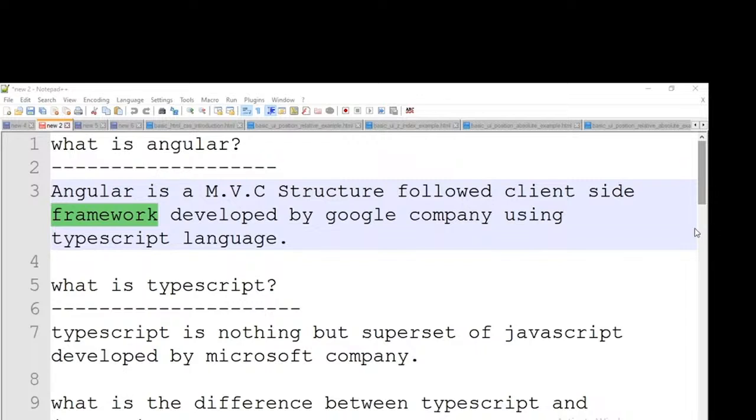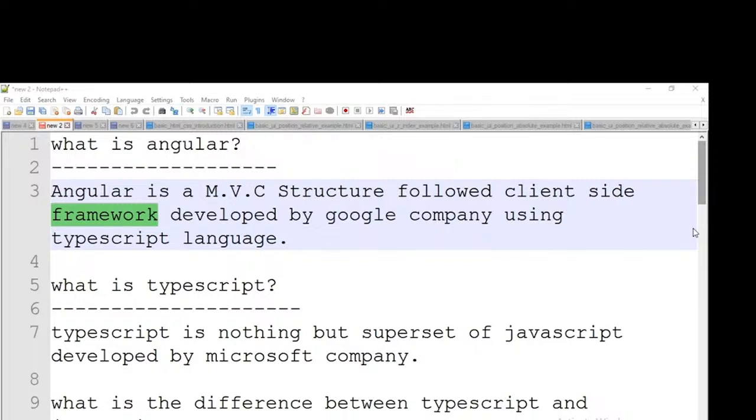Django, that is a Python related framework. MVC framework, that is related to .NET, I think. So like that, every framework is developed by some core language only. Clear, everybody? Every framework is developed by some core language only. So like that, this one, what is that? Angular is also developed by TypeScript language.